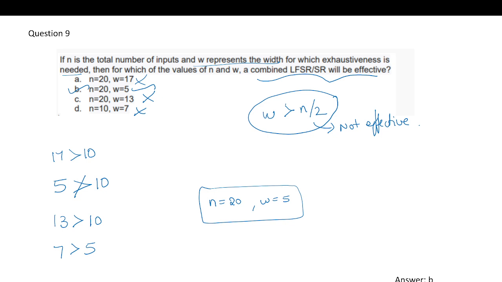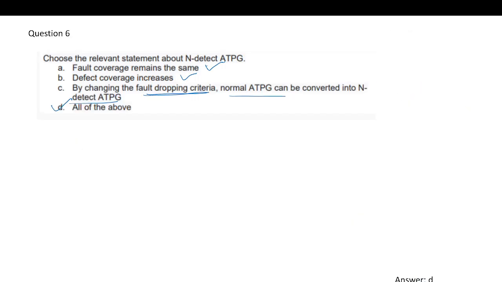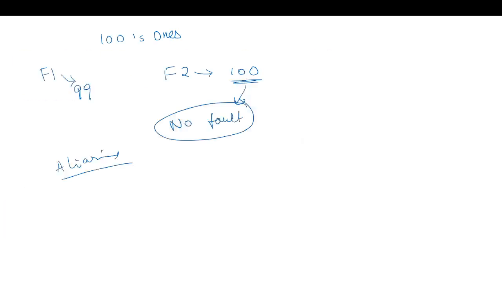Clear? We will solve some more questions related to delay faults.